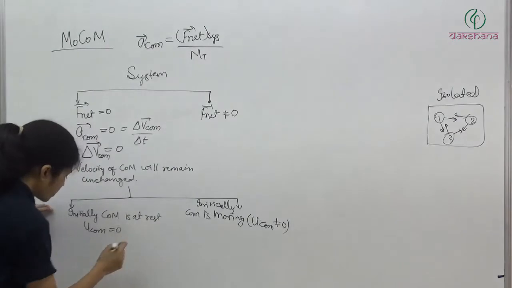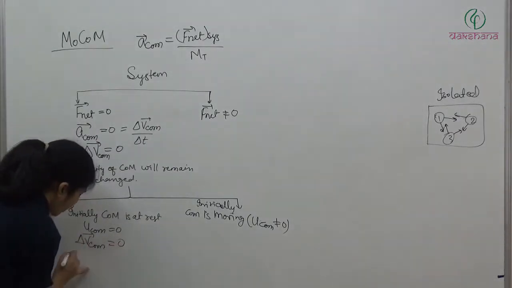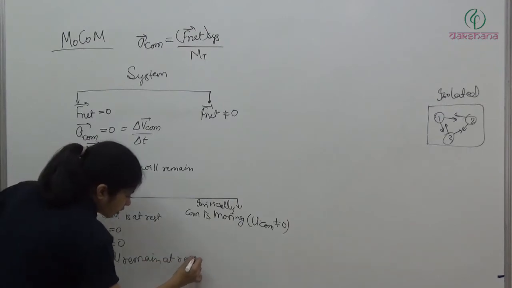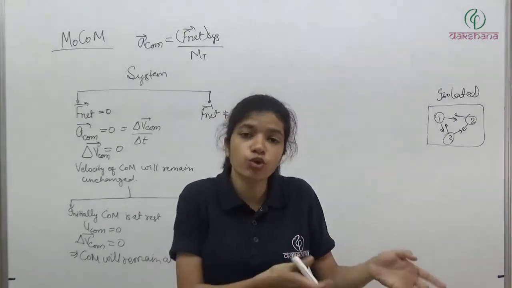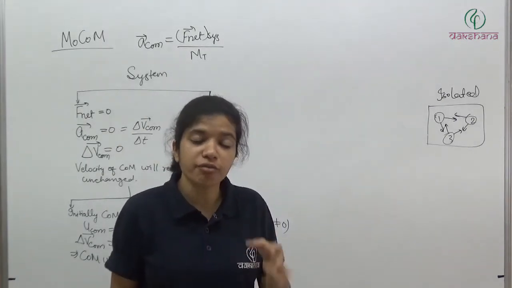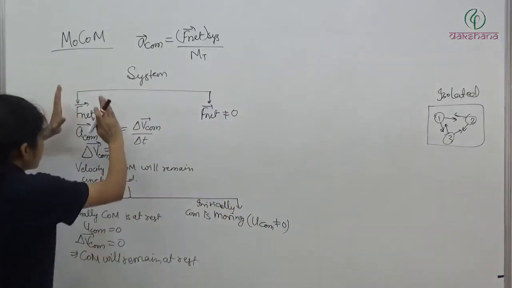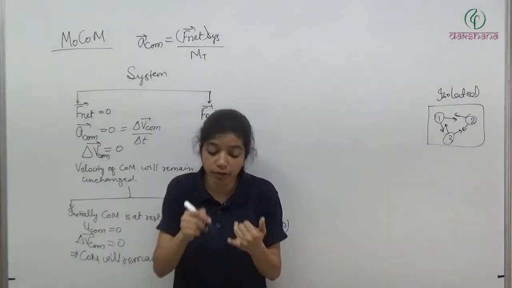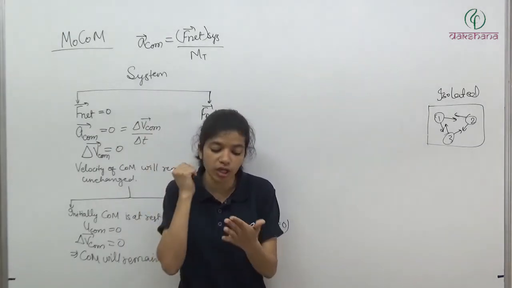u of center of mass is 0. There is no change in velocity, then delta V of center of mass is 0. It means center of mass will remain at rest. And if initially it had some velocity, let's say 2 km per hour, then center of mass will continue to move with 2 km per hour until this situation is satisfied, as long as F net of 0 is acting on it. We are not talking about the individual particles of this system, we are talking about the center of mass.